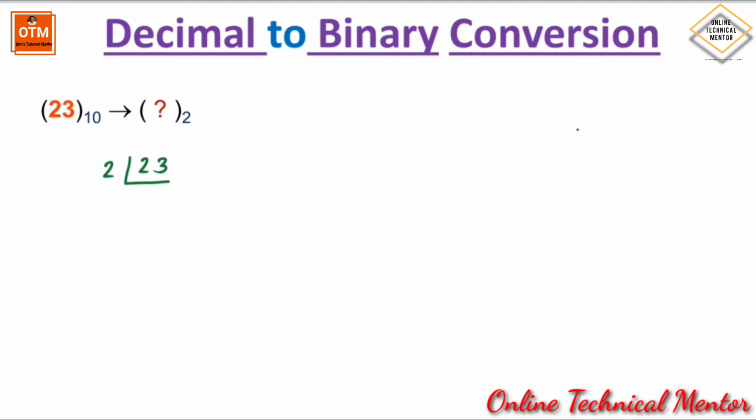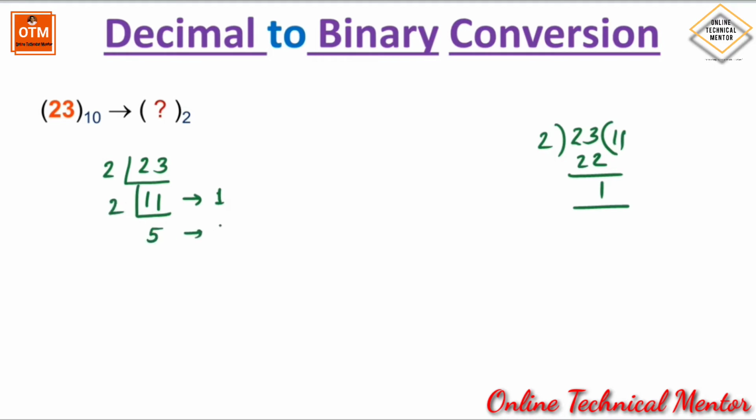When a number is divided by 2, you will get a quotient and a remainder. So we will write the quotient over here and write the remainder just beside it. Now again divide the quotient by 2 and write the remainder beside it. And keep on dividing the quotient until the quotient becomes less than 2.